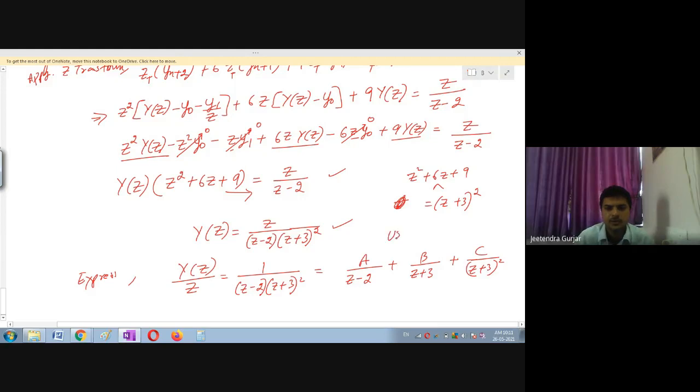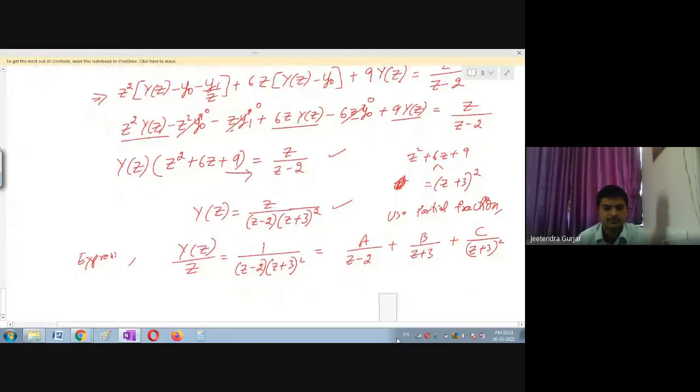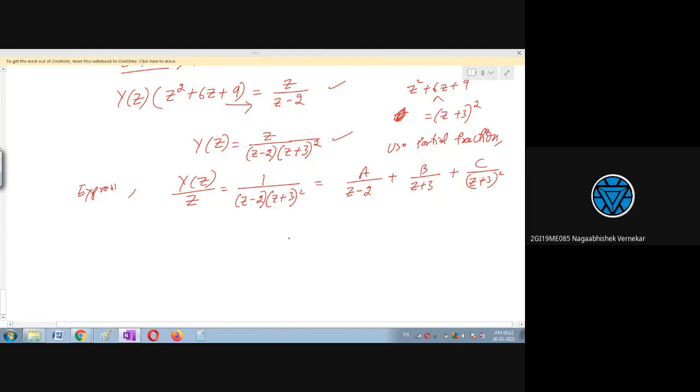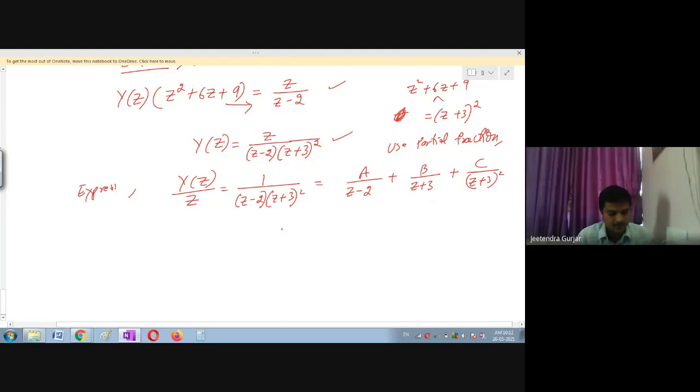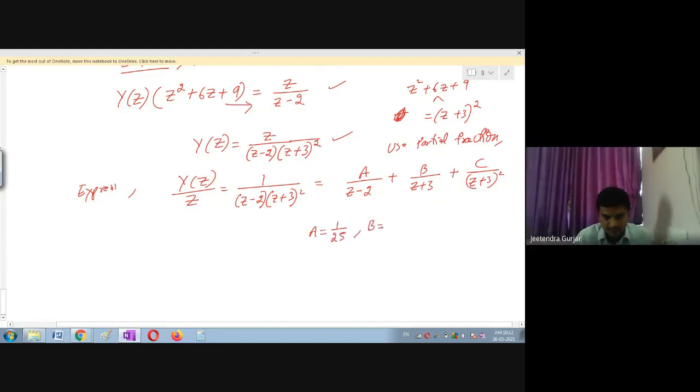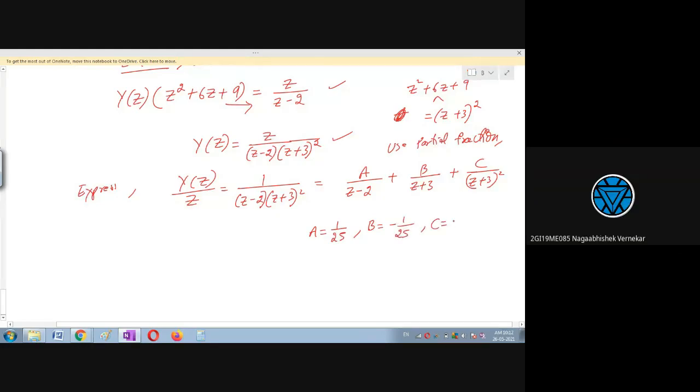Please use partial fraction, students. This is the way you are going to take A, B and C. Yes, Kunal, please tell me what is the value of A, what is the value of B, and what is the value of C. Yes, repeat, I did not get you. A is equal to 1 upon 25. Next, B is minus 1 upon 25. Next, C is minus 1 upon 5.